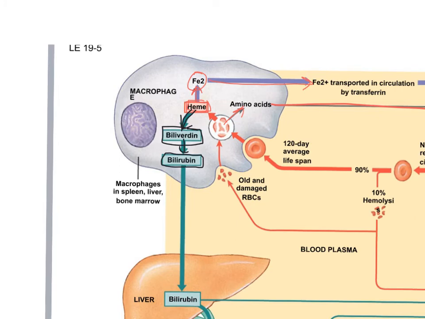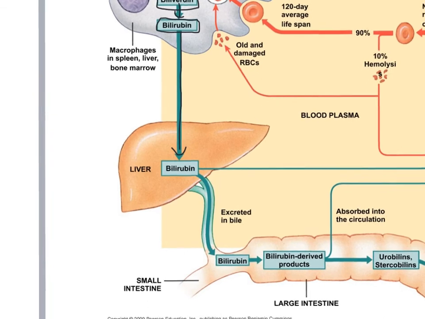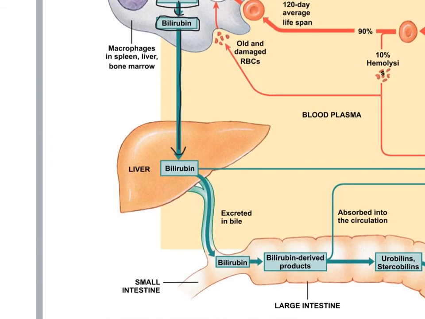And then that will be released out into the circulation, and it'll travel all the way to the liver. So bilirubin gets all the way to the liver. Once it gets to the liver, then the liver is busy producing bile, and the bilirubin will bind to the bile and it will get excreted into the large intestine.